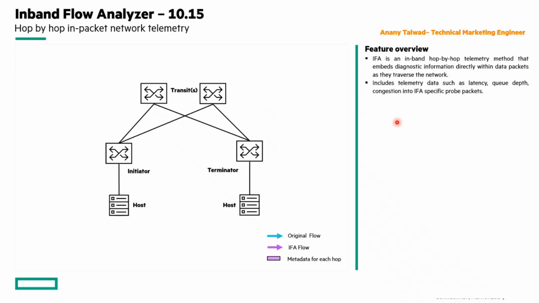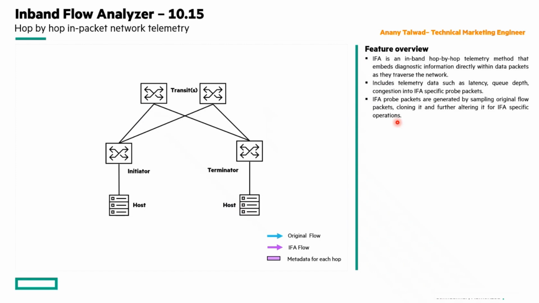These details are added to something we call IFA probe packets. So let's see what these IFA probe packets are. CX switches enabled with IFA sample incoming flow packets at a user configured sampling rate, clone them and alter them to perform further IFA operations. Metadata for each hop is added in this packet and is passed to the next node, and the cycle continues further till the flow terminates.